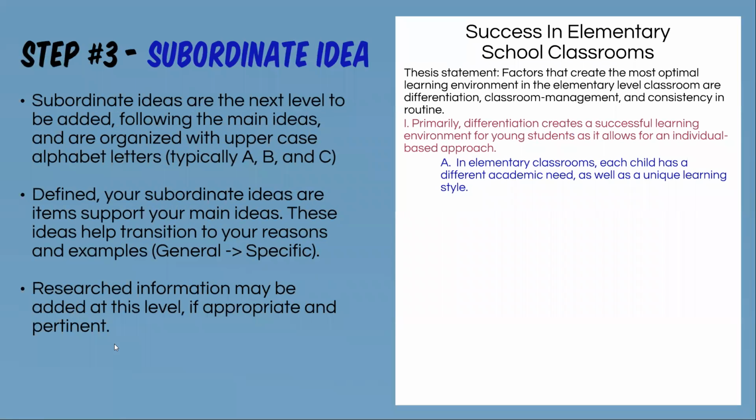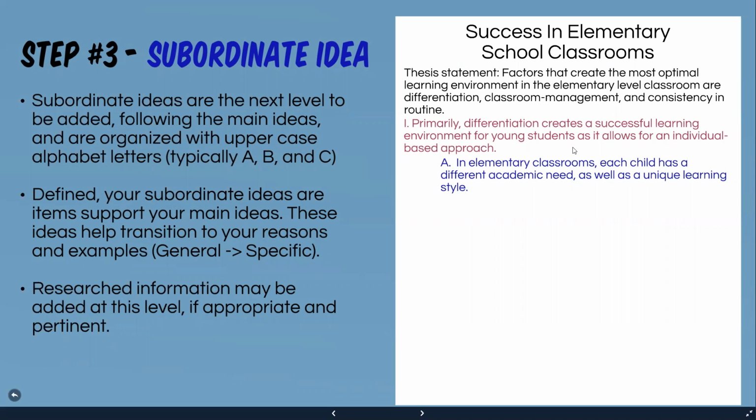Moving on to step number 3, this is where that subordinate idea comes in, that capital A, B, and C. Subordinate ideas are always going to follow your main ideas, and they are defined as items that support your main ideas, but also help transition to your reasons and examples. In an outline, you're going to see your information go from more general information to more specific information at each level. Research information may be added to this level if it's appropriate and pertinent to what you need.